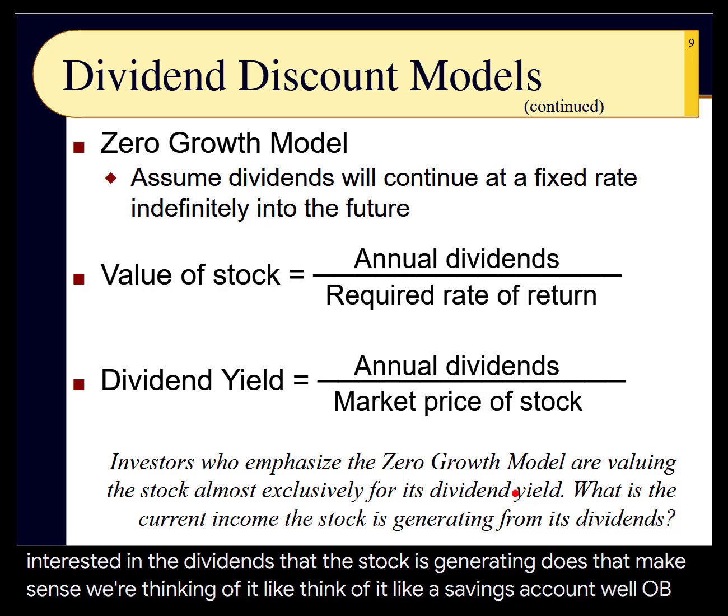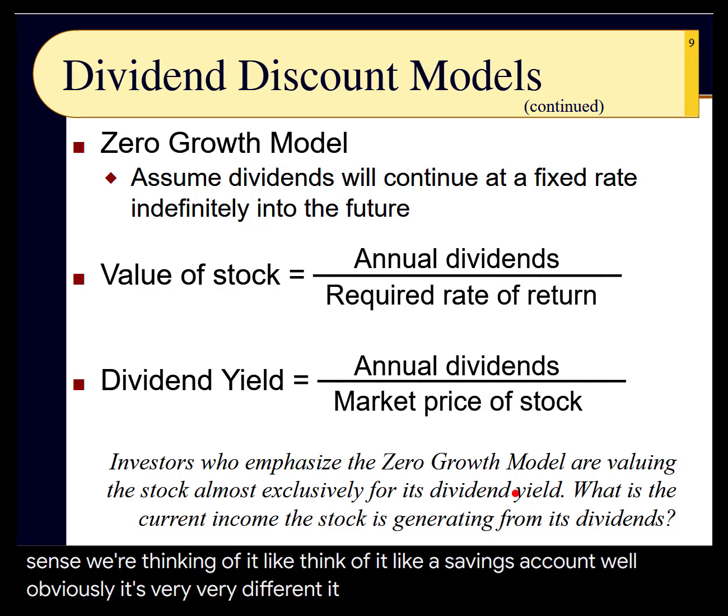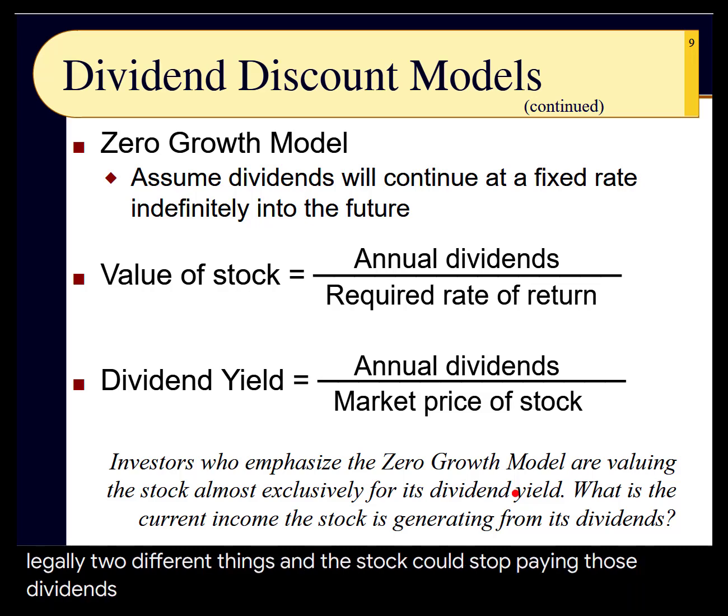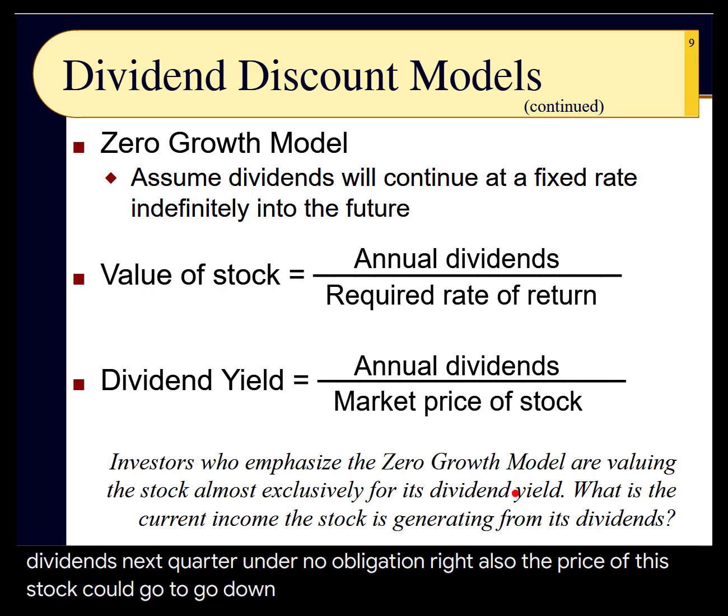Well, obviously it's very, very different. It pays dividends, not interest, which are legally two different things. And the stock could stop paying those dividends next quarter. They're under no obligation, right? Also, the price of this stock could go down. The savings account is not going to go down.